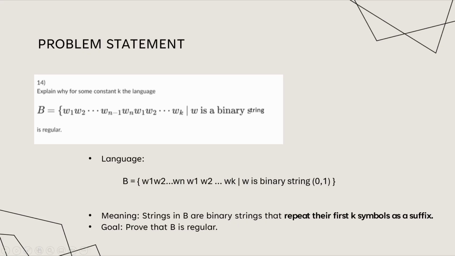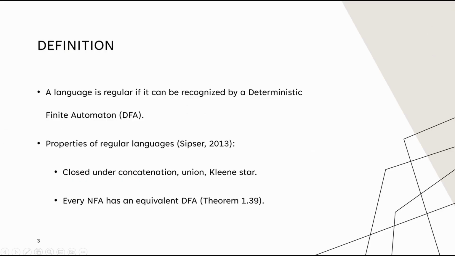In simple terms, words in the language repeat the first k letters as a suffix, where the entire input string is processed, then the first k inputs are repeated at the end. The expression essentially repeats the first k inputs of the string w after all n characters are displayed.